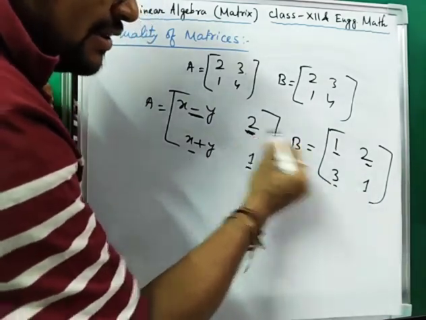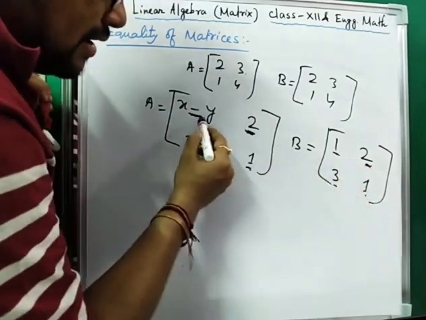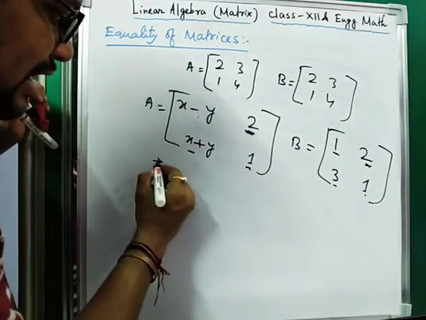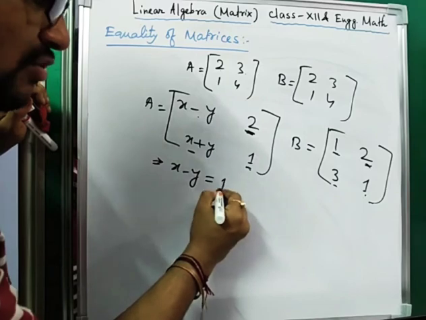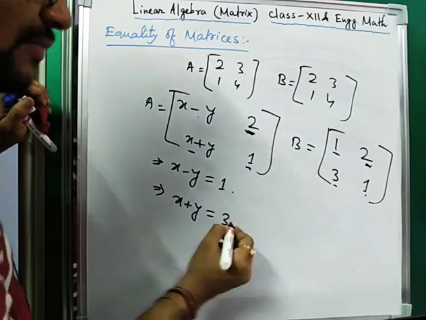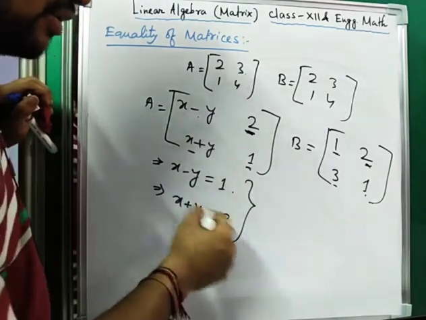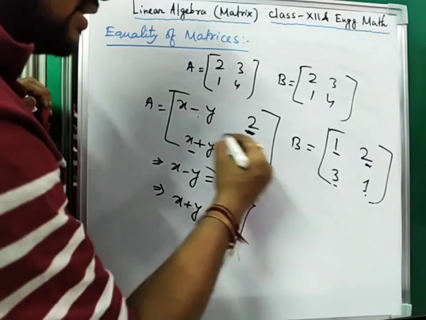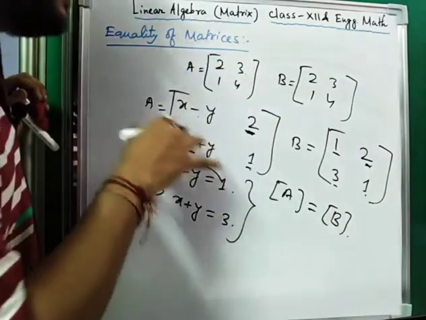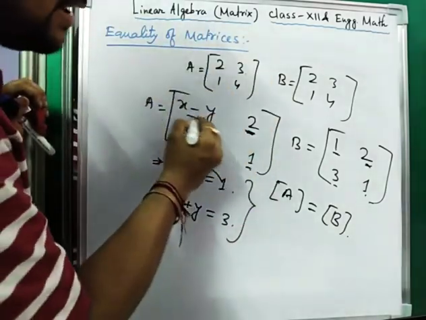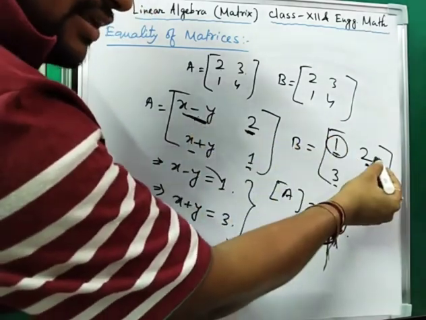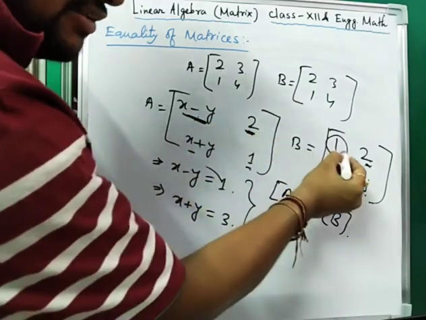Here you can see this and this are equal, and these are equal. But first element and first element must be equal, so you have to write it this way: x minus y equals 1, and the second one, x plus y equals 3. So that this A matrix will be equal to the B matrix. Equality of matrices means elements must be the same. This element must equal this element. Please remember, this element cannot equal that element, because this is the 1 1 element and this is also the 1 1 element.